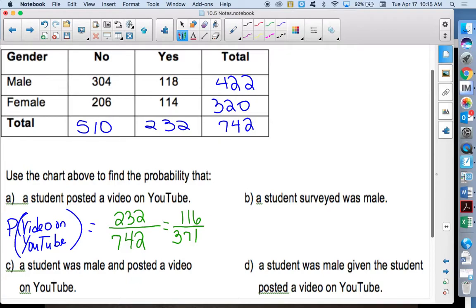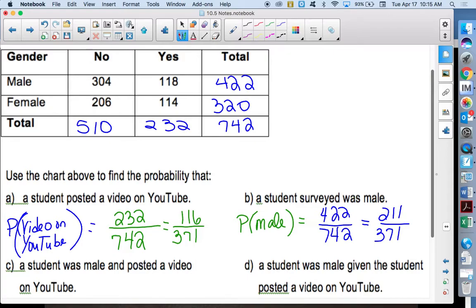Looking at the next one, a student surveyed was a male. So we're looking for the probability of getting a male in my survey. Sarah, what would be the probability of choosing a male that was surveyed? 422 out of 742. They're divisible by 2. We know the denominator is going to be 371. I bet you could do that with that calculator. Half of 422? 200. Yeah, nice job.